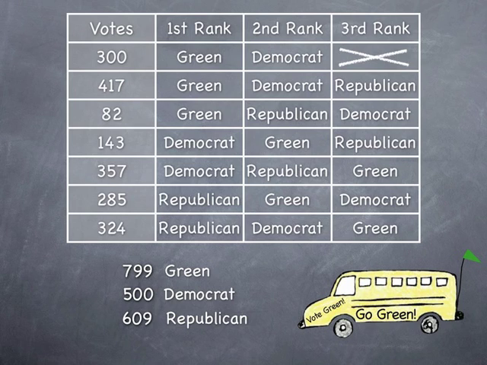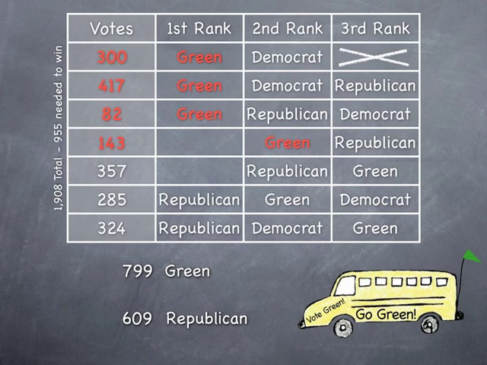With 300 additional voters, that means we have 1,908 total voters, which means you need 955 total votes to win. That's 50% plus 1, a majority. Let's start counting the ballots the instant runoff way. We can see that the Democrat has the least number of first-rank votes, so they're going to be eliminated. But the people that voted for the Democrat, their votes aren't wasted. We just redistribute their votes to their second choice.